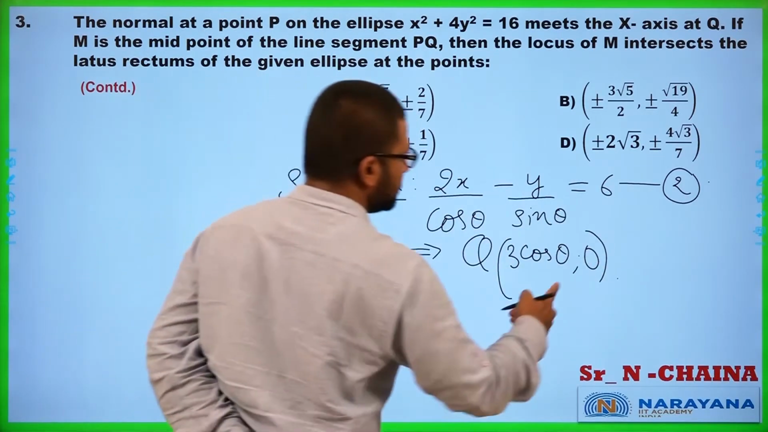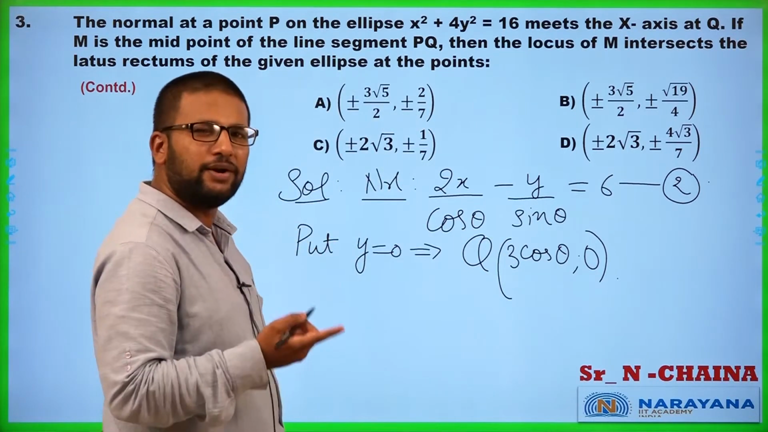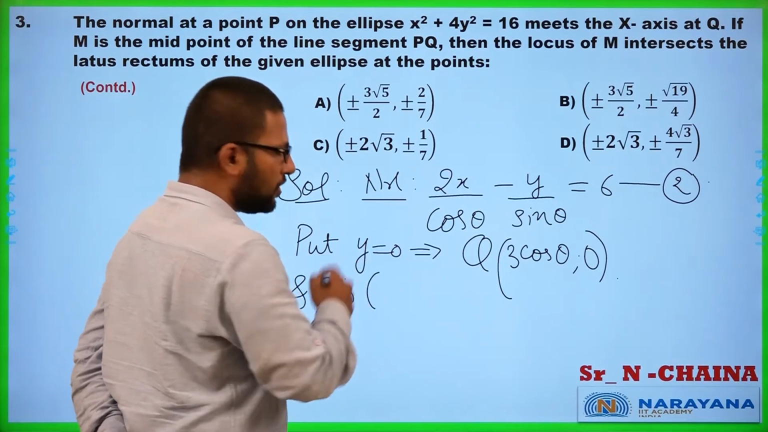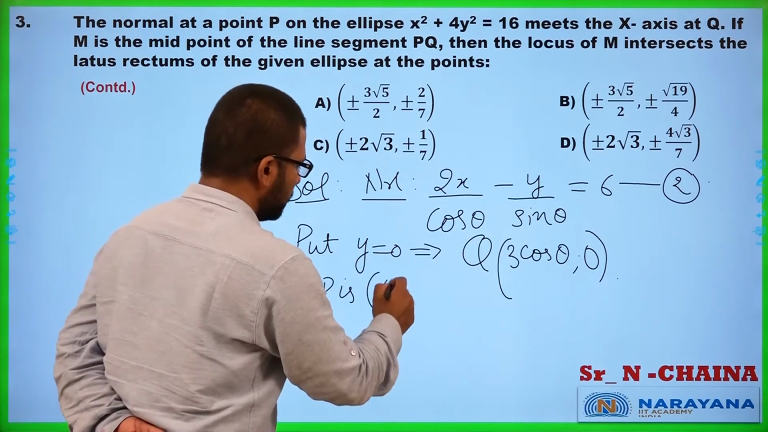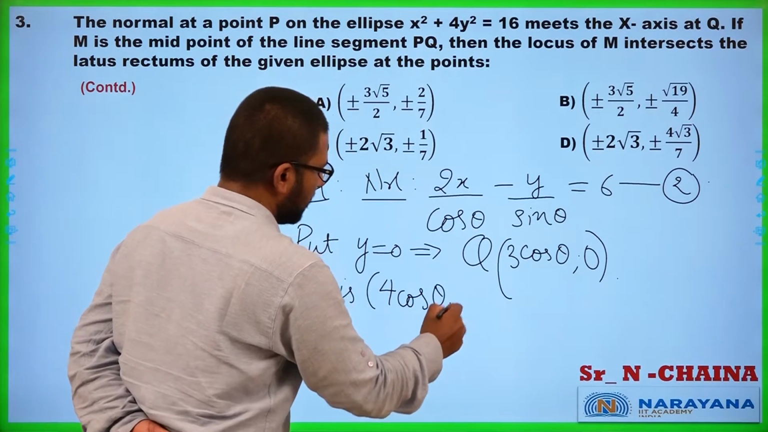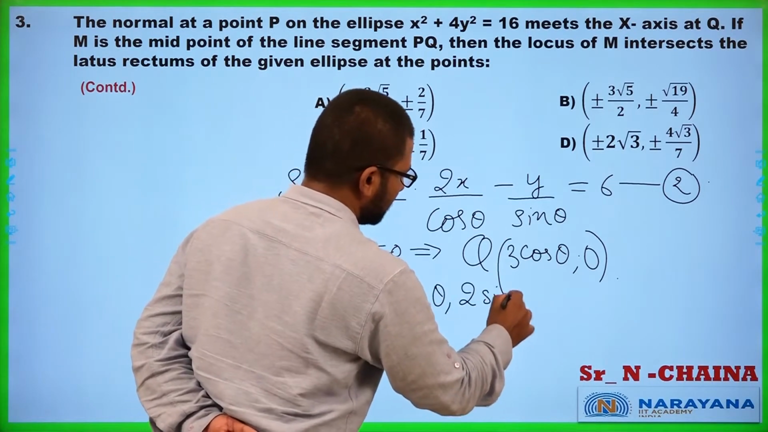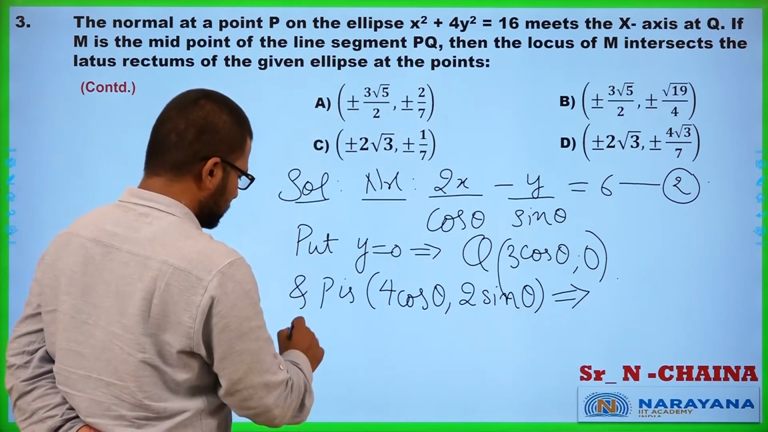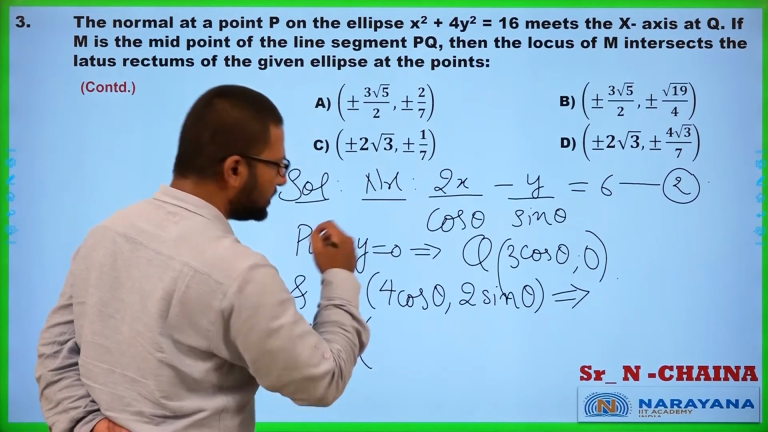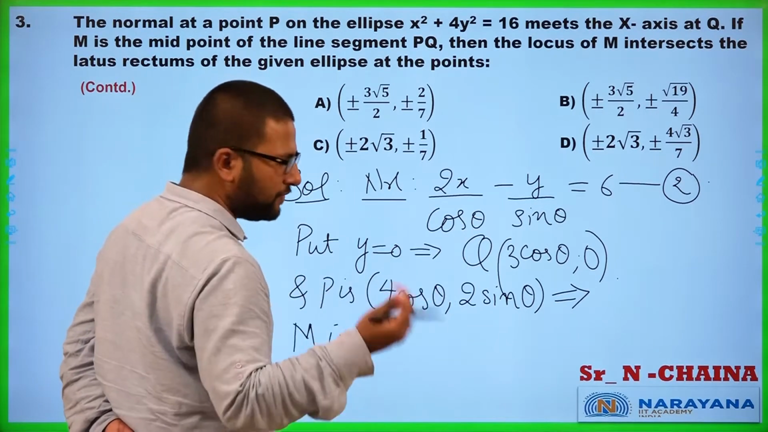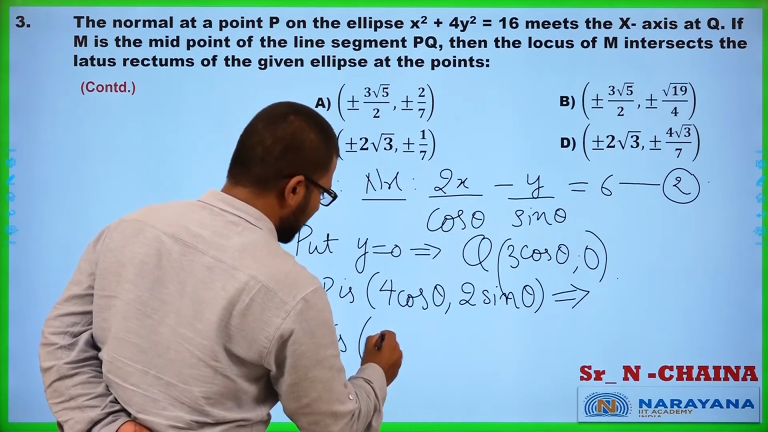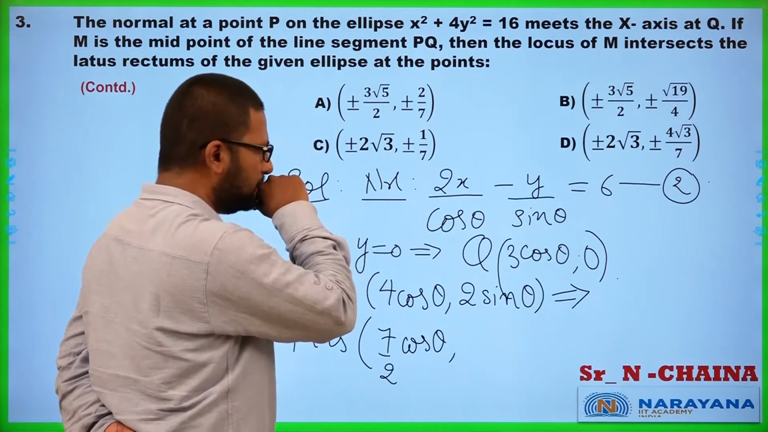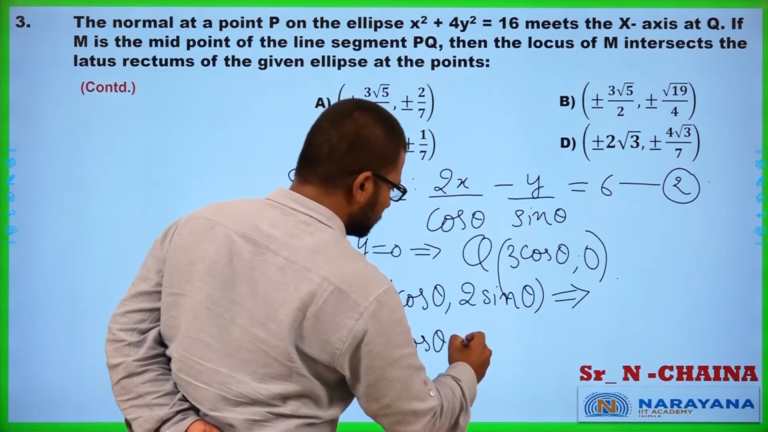That's it. So if this is Q and we already know P is A cos theta comma B sin theta. So 4 cos theta comma 2 sin theta. Correct? So which means M is the midpoint, right? So M is, what are the coordinates of M? Add midpoint formula. So 3 plus 4, 7 by 2 cos theta, comma 2 sin theta by 2, so sin theta.